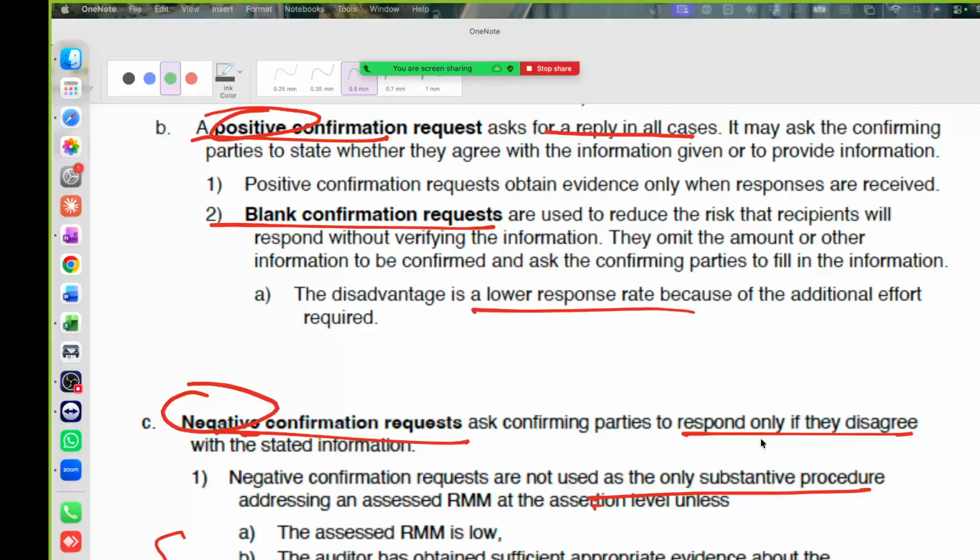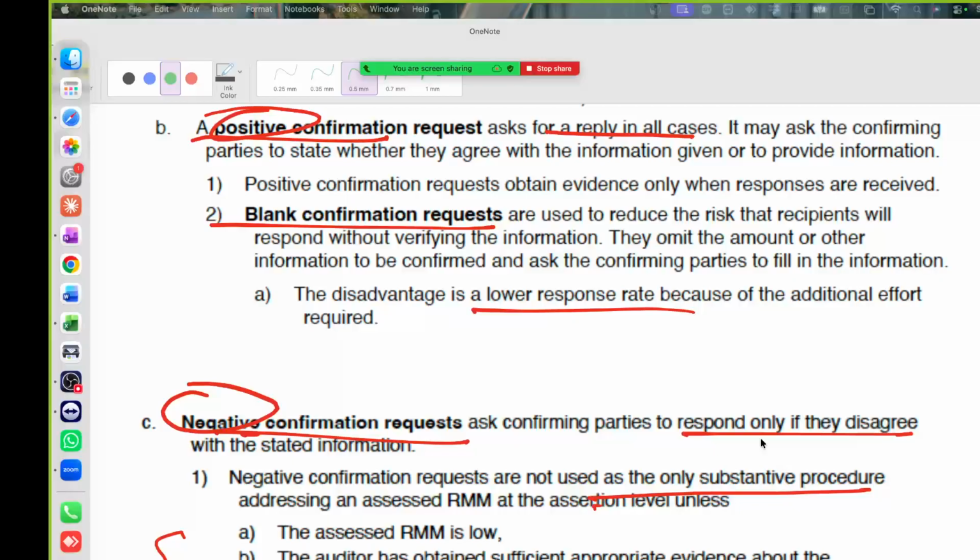As far as negative confirmation, the receiver will confirm the balance only when they see a certain difference. Like accounts receivable due from a major customer: you send that, okay, from my client, your dues are 1,800,000 something. But the customer comes back to you only when they disagree with that 1.8. That is negative.